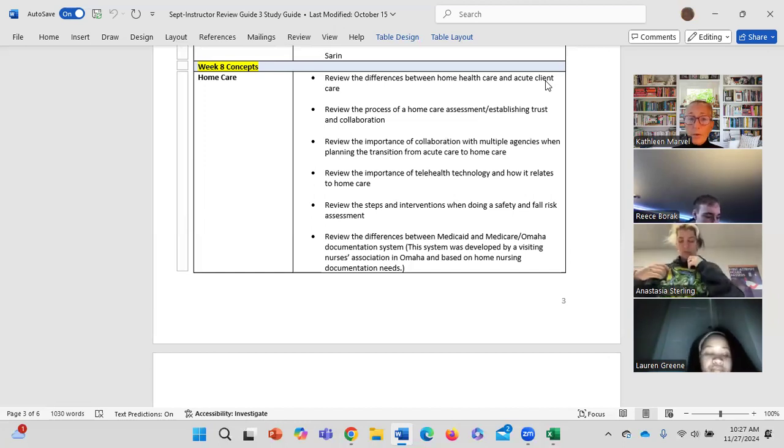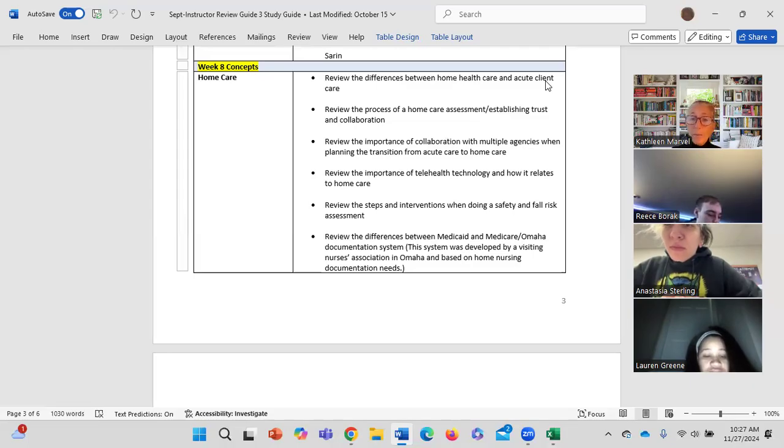Review the steps and interventions when doing a safety and fall risk assessment. What are you going to be looking at? We kind of already talked about that, but what kinds of things are you going to be looking for with regards to core safety? Rugs, just clutter. Exactly.